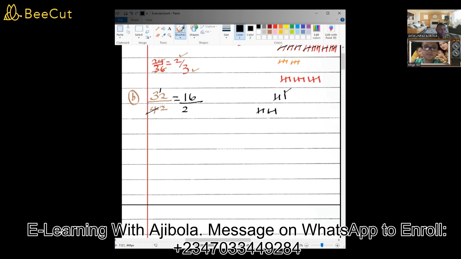Then count 2. How many 2 can you see in 2? Only 1. Okay. So how many 2 is in 42? That is 21. How many 2 is in 32? That is 16. Is that clear? And there is no number that can divide both 16 and 21 at the same time. So this becomes our lowest form.